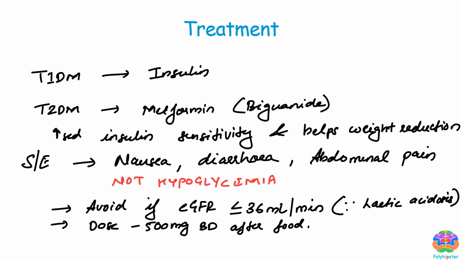As far as type 1 diabetes mellitus is concerned, insulin is the main treatment of choice, whereas in type 2 diabetes mellitus, metformin is the drug of choice, which is a biguanide in classification. It increases insulin sensitivity and helps in weight reduction. What are the side effects of metformin? It is mostly nausea, diarrhea, and abdominal pain, but not hypoglycemia, which we should remember. Hypoglycemia is not a side effect of metformin.